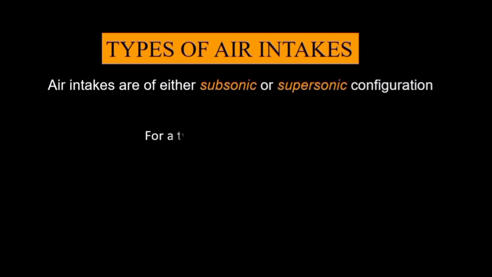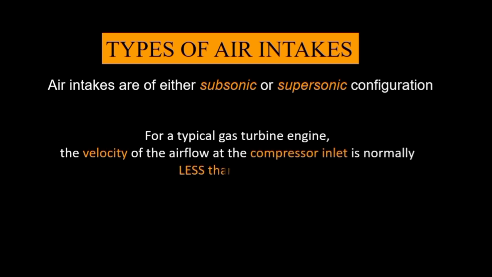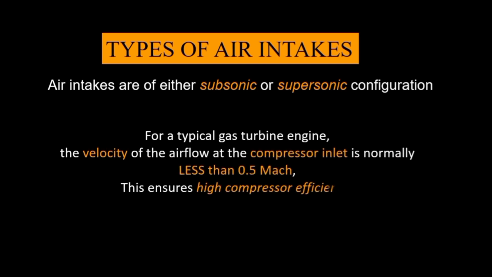For a typical gas turbine engine, the velocity of the airflow at the compressor inlet is normally less than 0.5 Mach. This ensures high compressor efficiency. So while designing the air intake, our main goal is to bring the speed of the air to 0.5 Mach at the face of the compressor. We will see how this requirement is fulfilled for both subsonic and supersonic configurations.